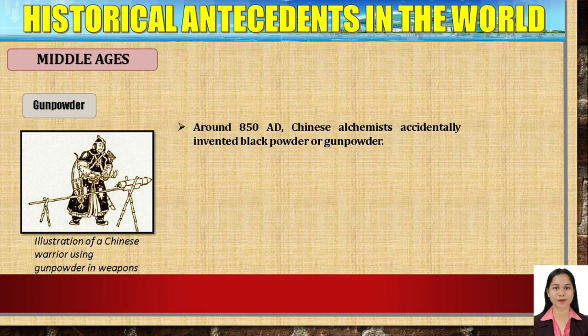Okay, so around 850 AD, Chinese alchemist accidentally invented black powder or gunpowder. Prior to that invention of that gunpowder, swords and spears were used in battles and wars. So nung na-invent na itong gunpowder, ito na yung mga isa sa mga weapon na ginagamit, especially the Chinese, sa pakikipaglaban. So how it is used?